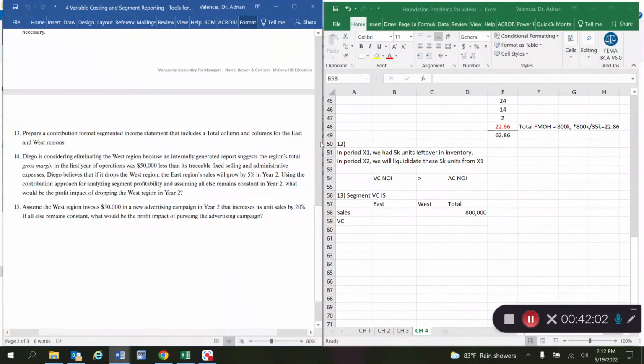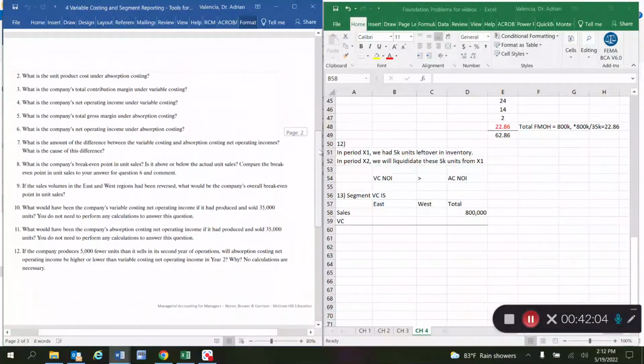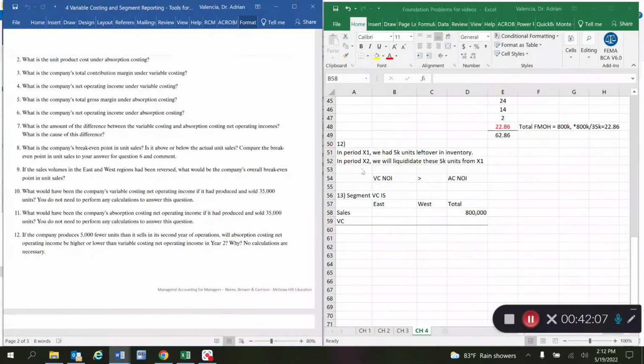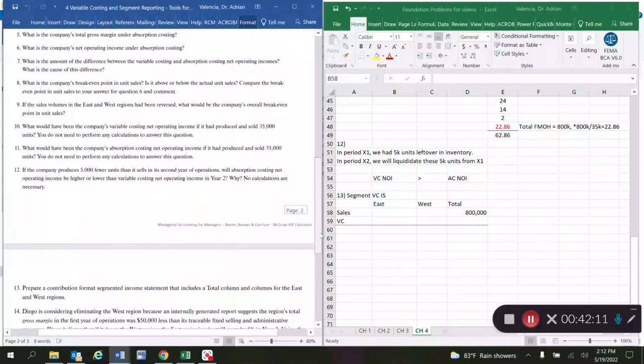Okay, so let's go ahead and work with that. I think we're on 12 here, sorry. Oh no, my bad, this is 13. Yeah, 13. I'm losing track here of where I'm supposed to be at.